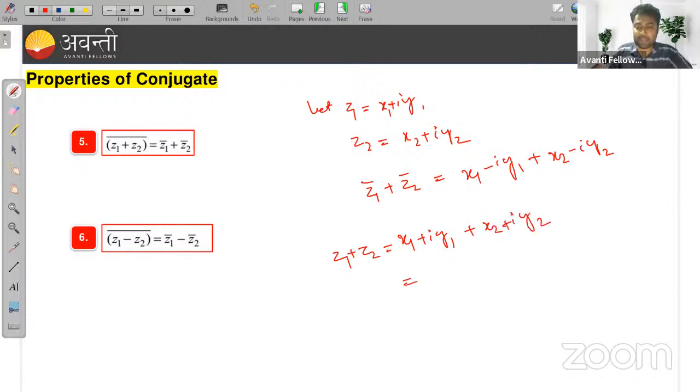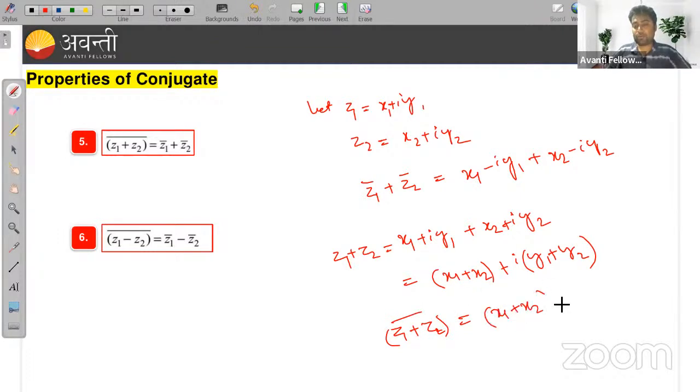From here I can say X1 plus X2 plus i into Y1 plus Y2. So this is my complex number Z1 plus Z2. Now if I take the conjugate of the complex number, then this will be X1 plus X2 minus i into Y1 plus Y2. Is it or not? Tell me, is it proved or not?